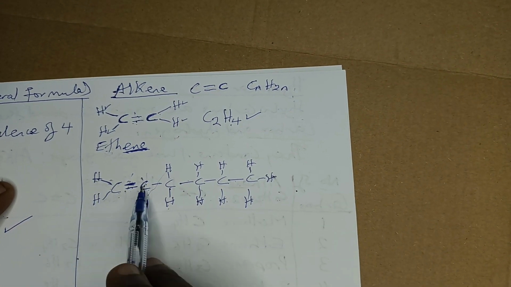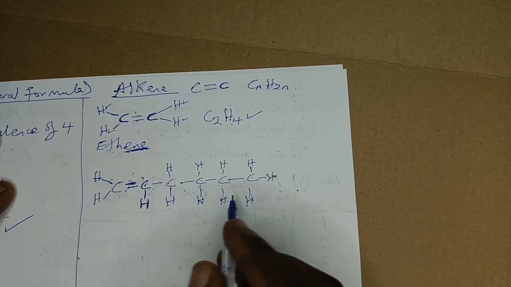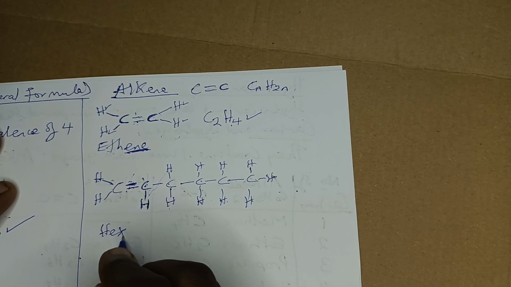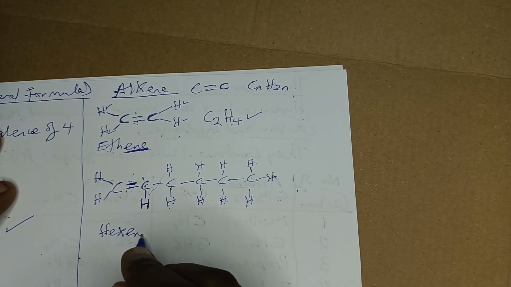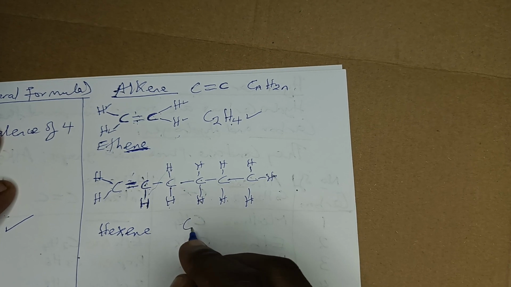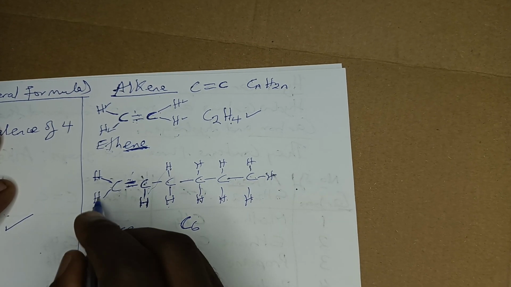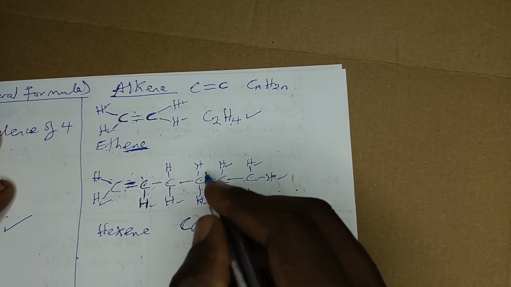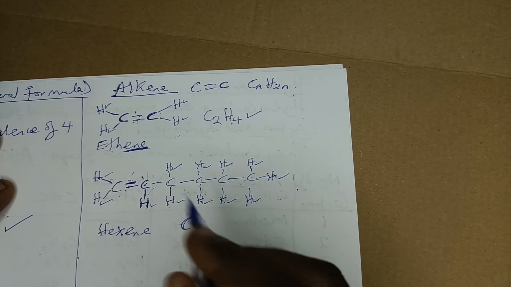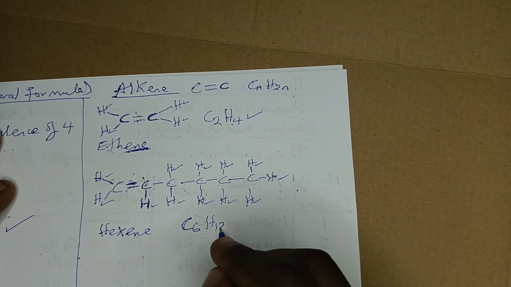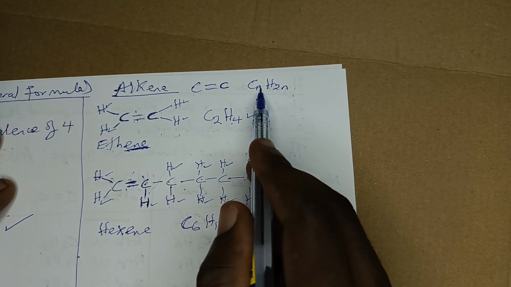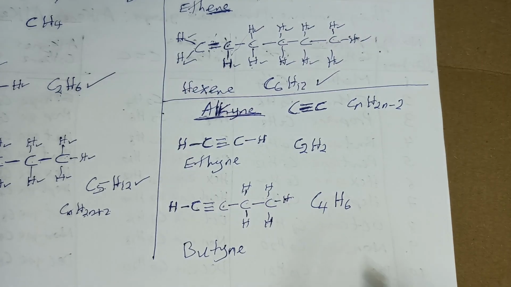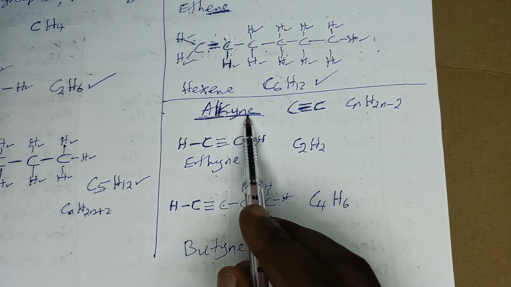So to verify, 1, 2, 3, 4, 5, 6, we have 6 carbons. So what's the name? That's hex. What's the ene? That's the double bond. To verify, it is C6H, 1, 2, 3, 4, 5, 6, 7, 8, 9, 10, 11, and 12. Verifying it, C6, 2 times 6, that's 12. That's confirmed.